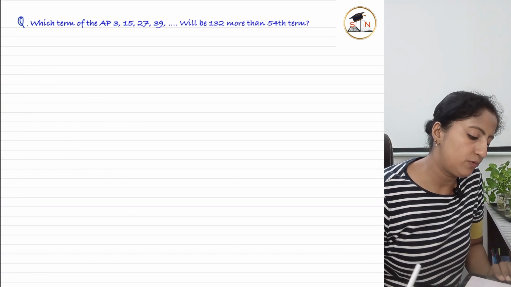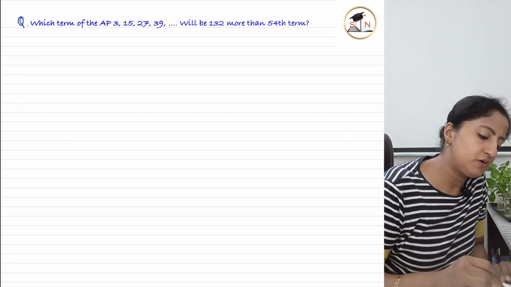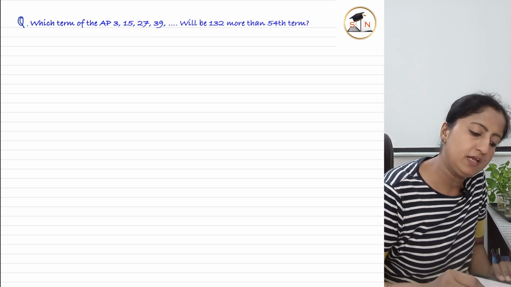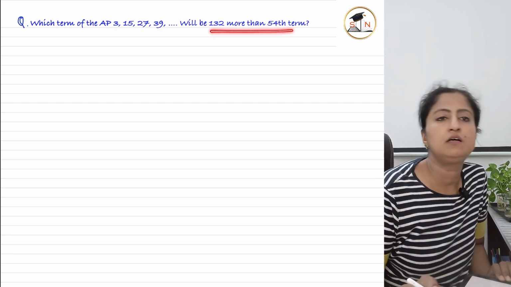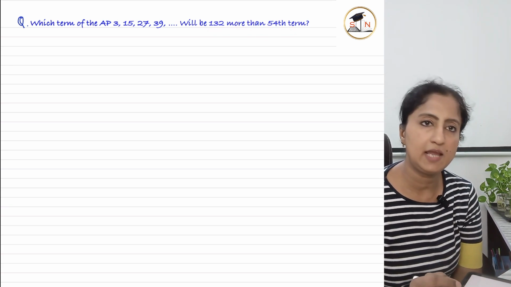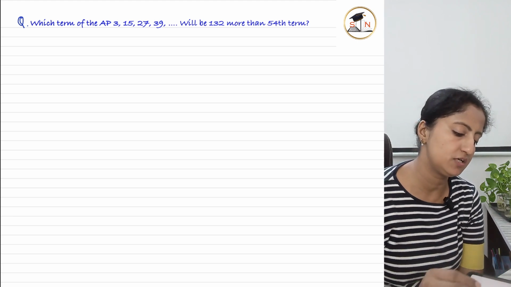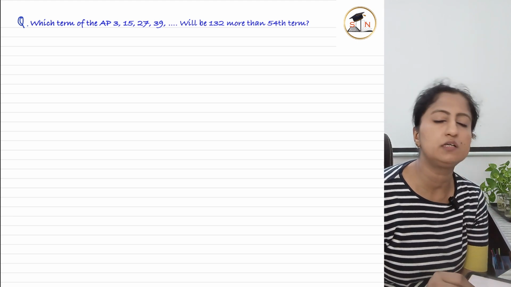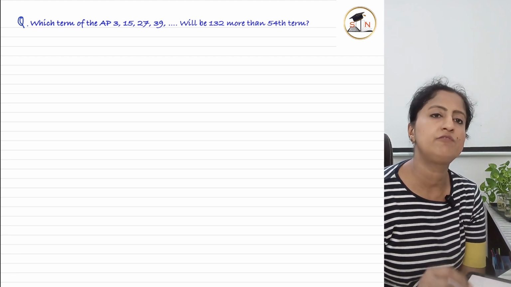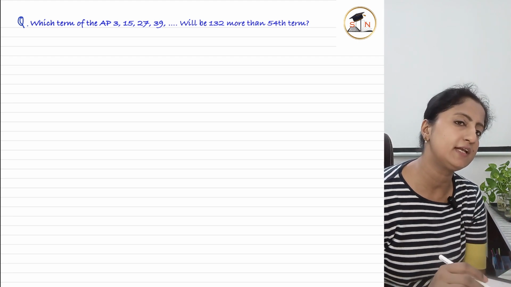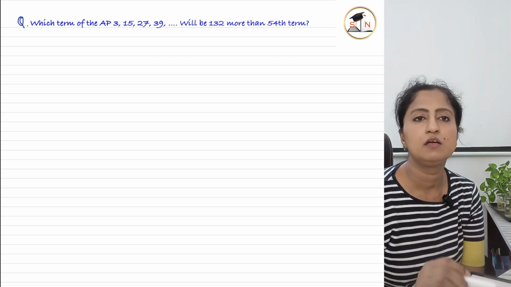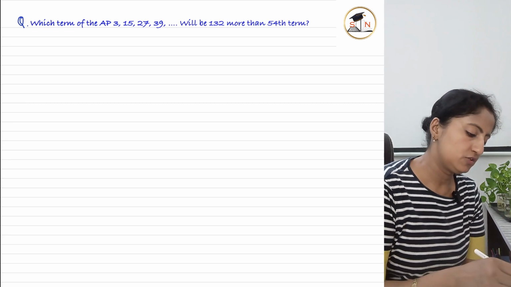Now, another one. Which term of the AP 3, 15, 27, 39 will be 132 more than the 54th term? So what have they given us? They have given us an AP and a relation: which term will be 132 more than the 54th term. What they want us to find is the value of n such that the particular term is going to be 132 more than the 54th term.